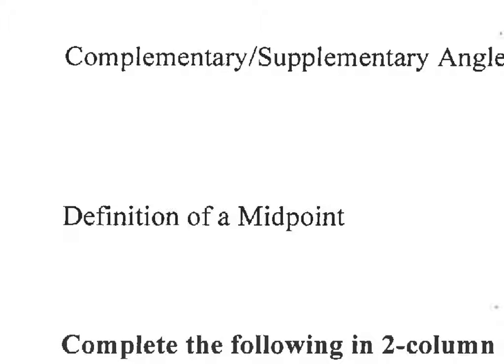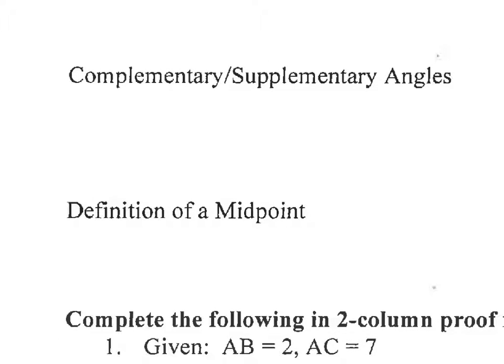There we go. Okay, complementary and supplementary angles. Complementary angles. Look on your gold sheet if you need to. Complementary angles add up to how many degrees? 90. This is at the top. We're going right now. Supplementary angles add to 180.